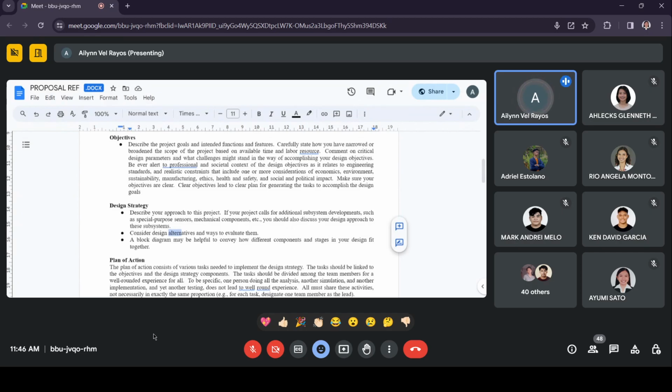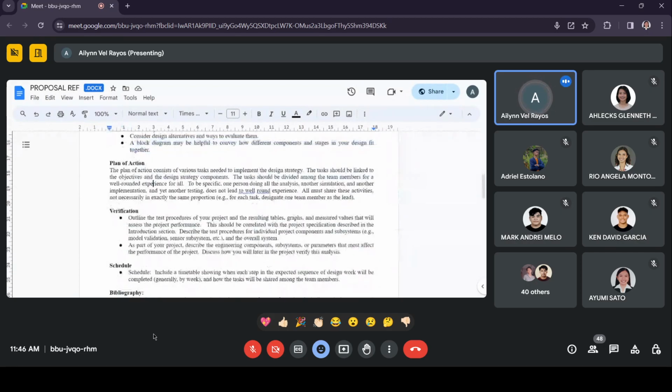You also have to include a block diagram. A block diagram may be helpful to convey how different components and stages in your design fit together. In terms of the plan of action, this consists of various tasks needed to implement the design strategy. The tasks should be linked to the objectives and the design strategy components. The tasks should be divided among the team members for a well-rounded experience for all.